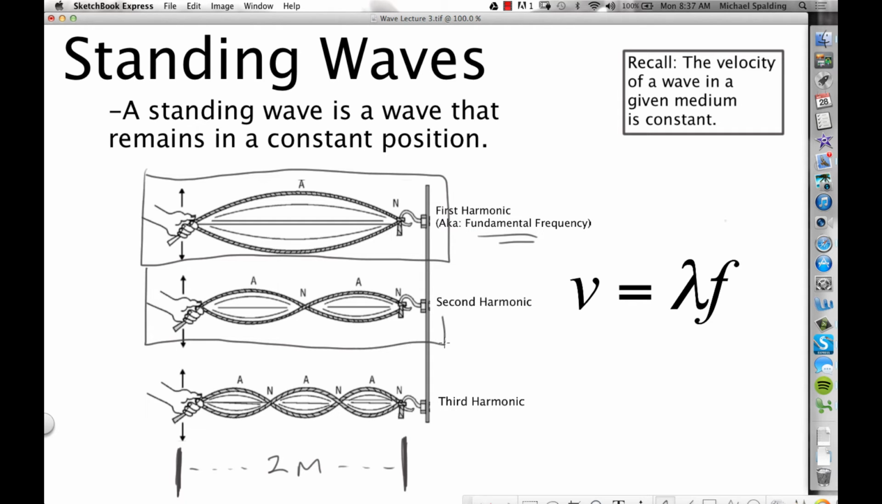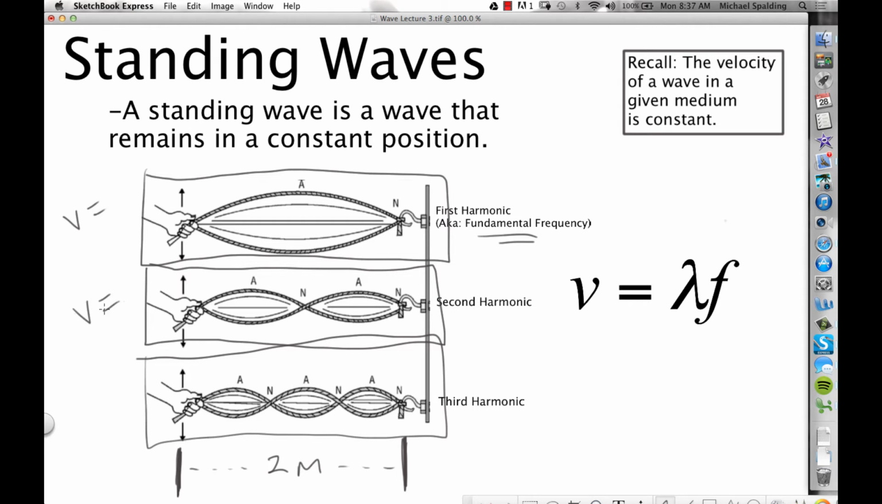This would be called the second harmonic. It's the second possible way that the string can vibrate. What happened to the frequency from the first harmonic to the second harmonic? Is the hand going faster or slower? Faster. Then this right here is the third harmonic, even faster.